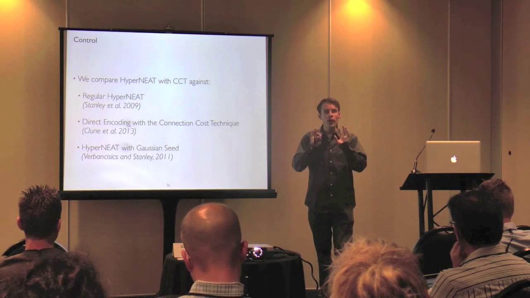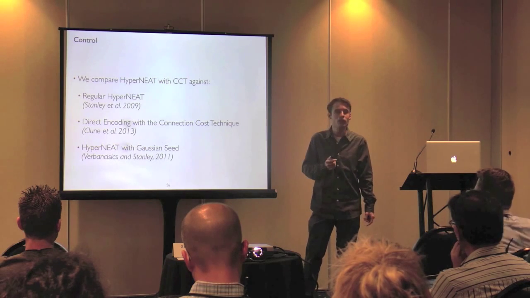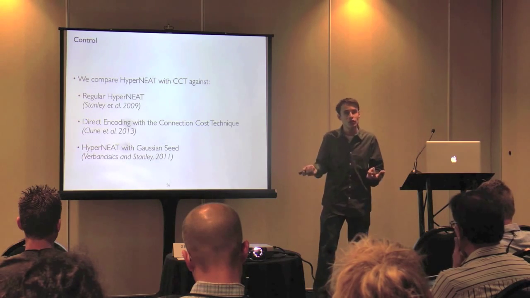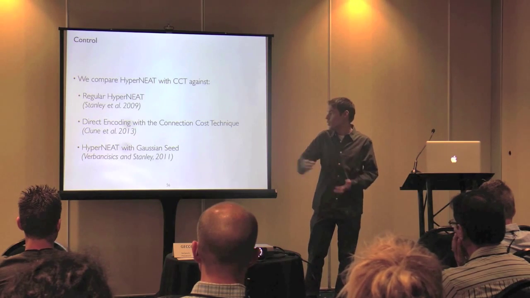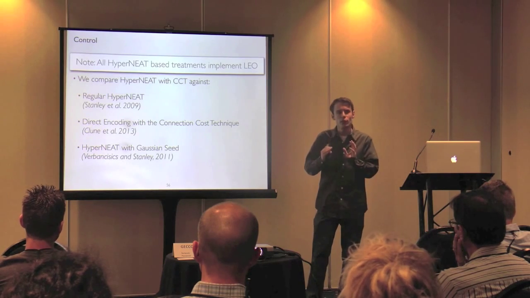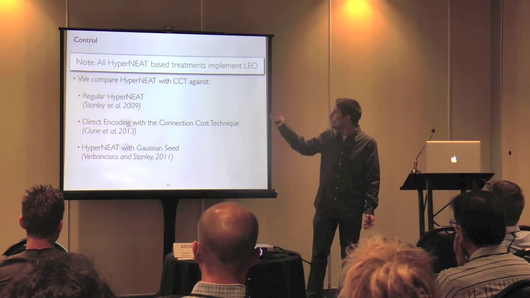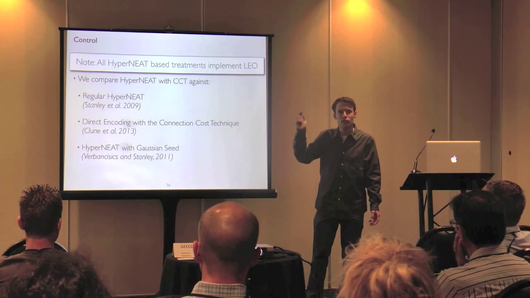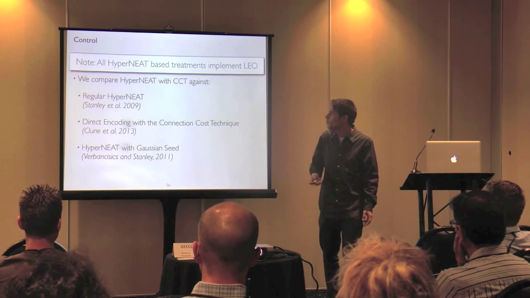So, we compare HyperNEAT with the connection cost technique against three different treatments, namely regular HyperNEAT, a direct encoding with the connection cost technique, which is basically the work Clune et al. did in 2013, and of course HyperNEAT with the Gaussian seed. Please note that all treatments, including regular HyperNEAT and HyperNEAT with the connection cost technique, do implement the link expression outputs, because we think it's a very essential extension to HyperNEAT in order for it to create modularity.